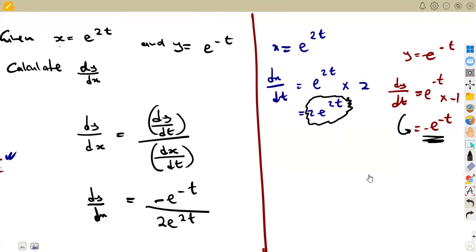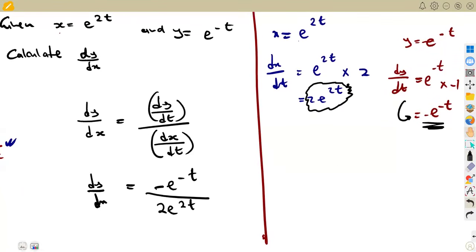So we can simplify further from this. Taking a closer look, you can see that this is just the same as minus 1 over 2. We are dividing the bases that are the same. This is e, this is e. We are back to our exponents. The bases are the same, so what do we do? You subtract the exponents. So it will be e to the exponent of minus t minus 2t. Minus t minus 2t, that's what? Minus 3t. So it's e to the exponent of minus 3t, like that.